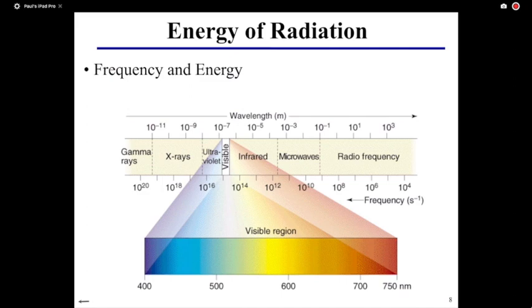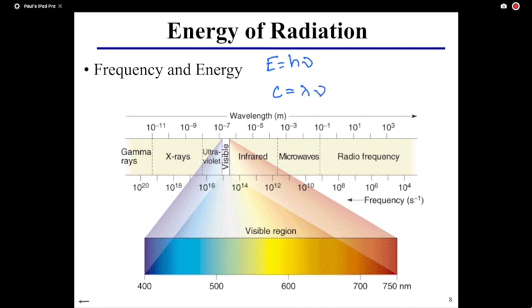Now, wait a minute. Check this out. You have two equations. Energy is equal to what? H, which is Planck's constant, and nu. And how do we relate the frequency and the wavelength? What are they equal to? C, which is what? The speed of light. And what do we have to do to the frequency and the wavelength to get the speed of light? We multiply them.